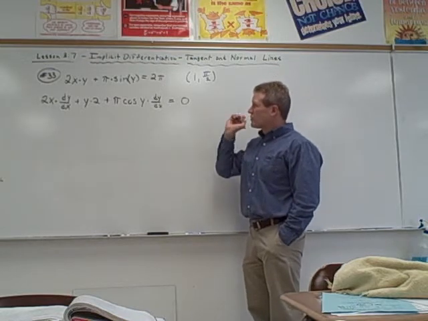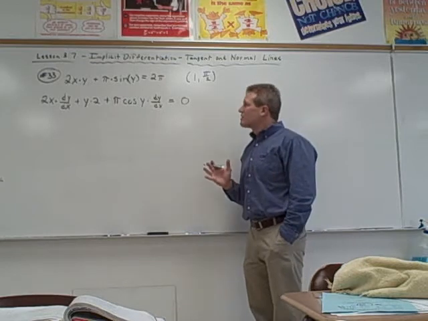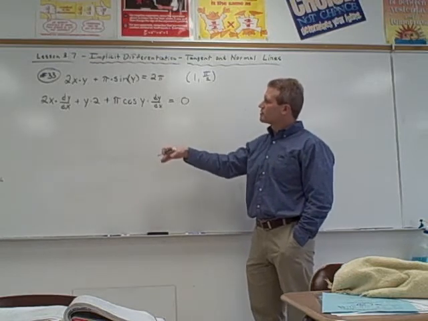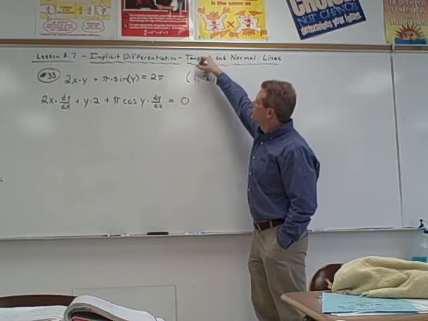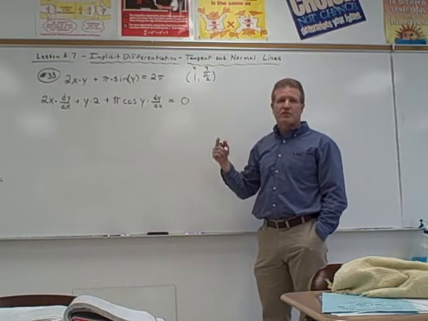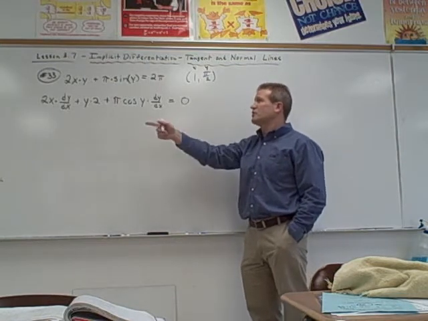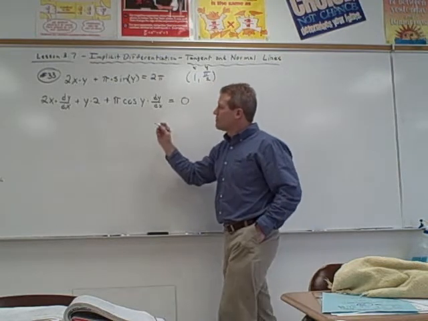Now you could go through and solve for dy over dx first, and that's the way I normally do it, but I think sometimes when you have a tough expression to solve for dy over dx, it's easier to go ahead and plug in your x and y right after you've differentiated every term. Put 1 in for x, pi halves in for y.